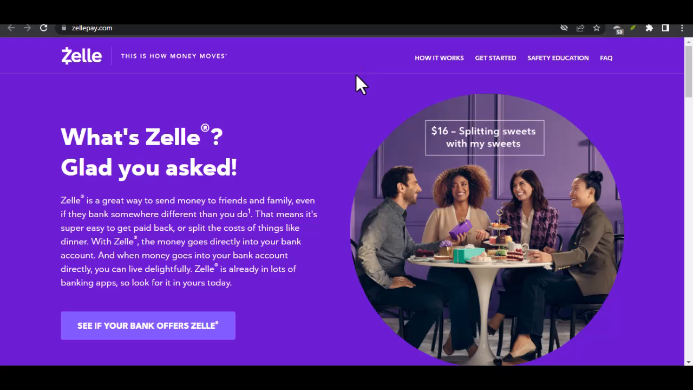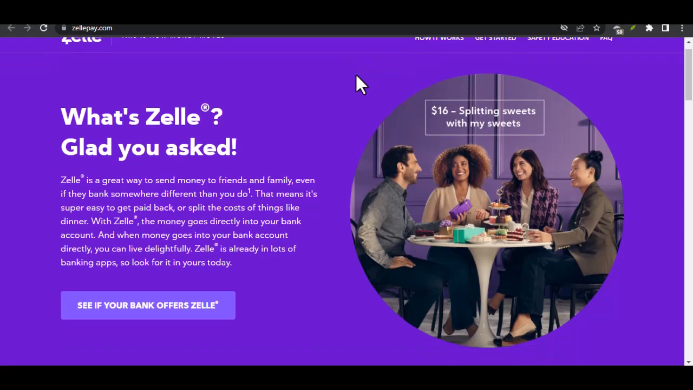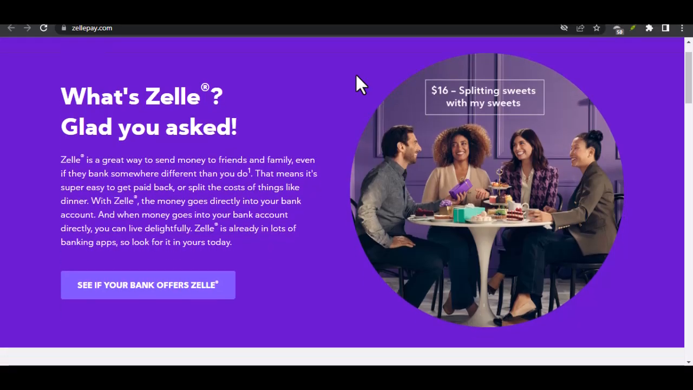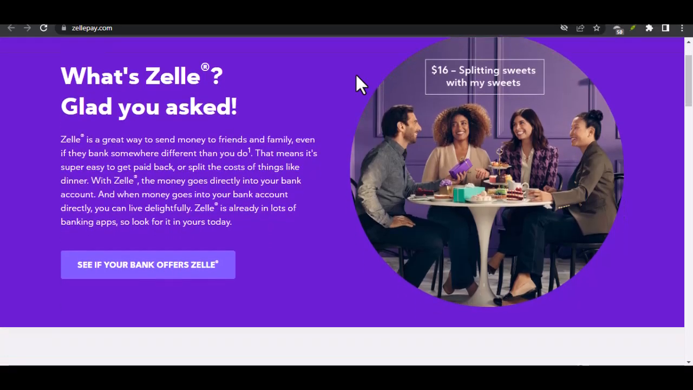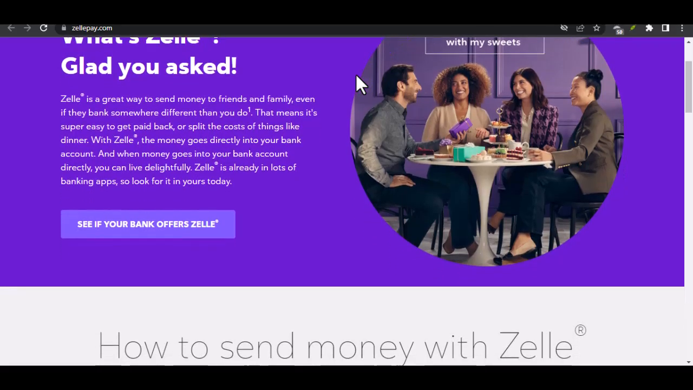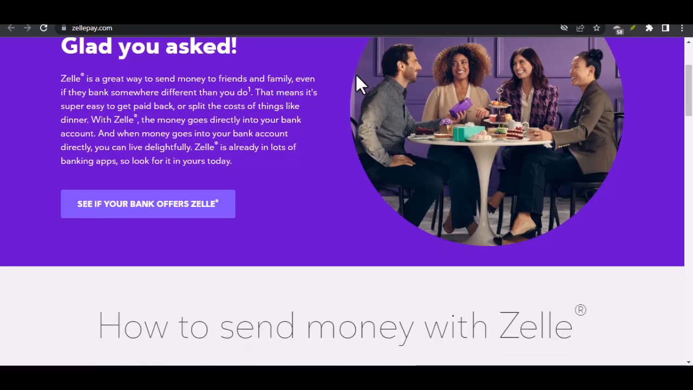Have you ever hit send on a Zelle payment, only to realize the person on the other end might not even have it? It's a moment of financial panic. Zelle promises instant transfers, but what if your recipient's bank is one of the smaller ones that doesn't offer the service? Will your money disappear into the digital abyss?